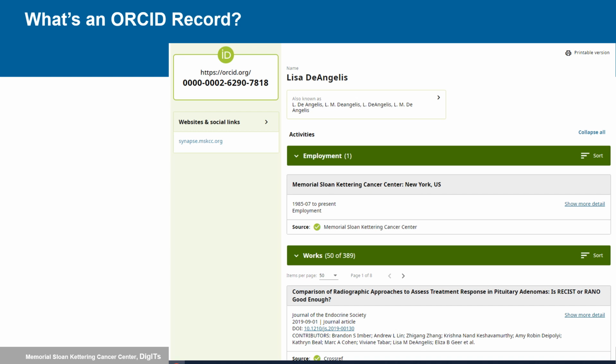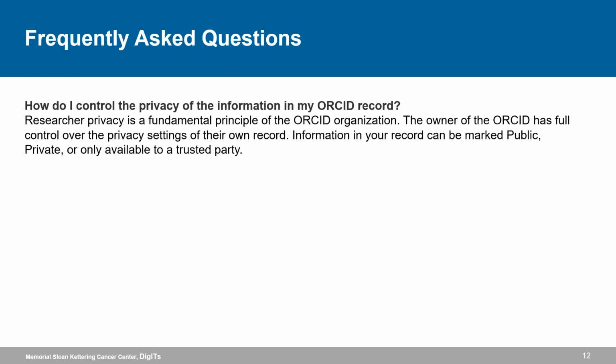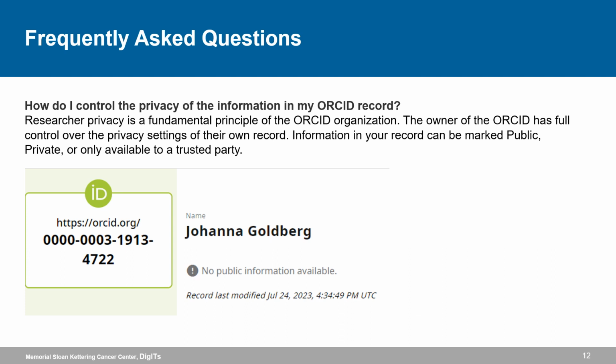So what is an ORCID record? It is a professional profile. Once you log into ORCID, you will be able to see your ID number and any information you've added to the system, including websites and other links, education and employment history, publications, and more. It is up to you how much information you add to your ORCID record. You can also decide how much to make public or private in your ORCID record. If you choose to make the entire record private, all that will be publicly available is your name and your ORCID number.